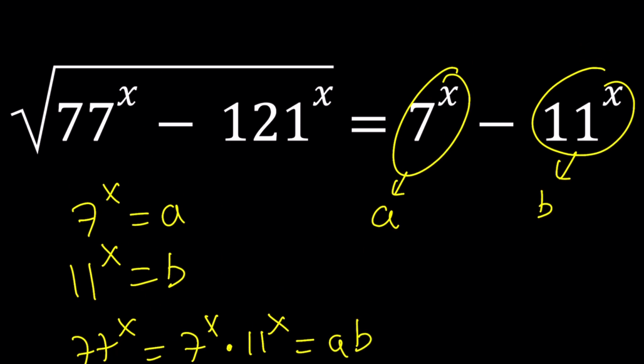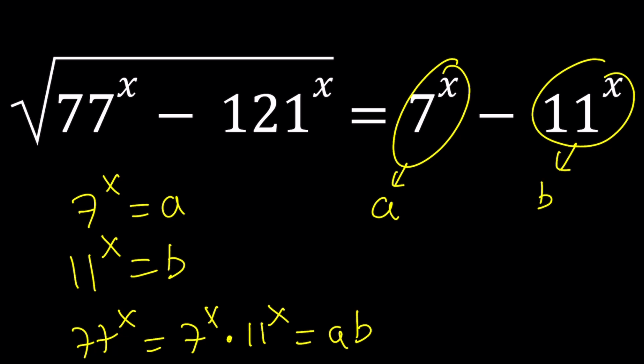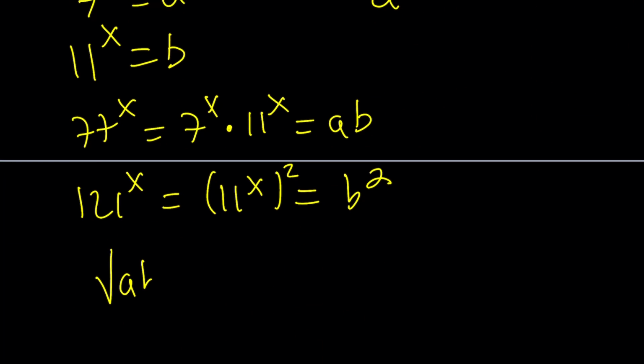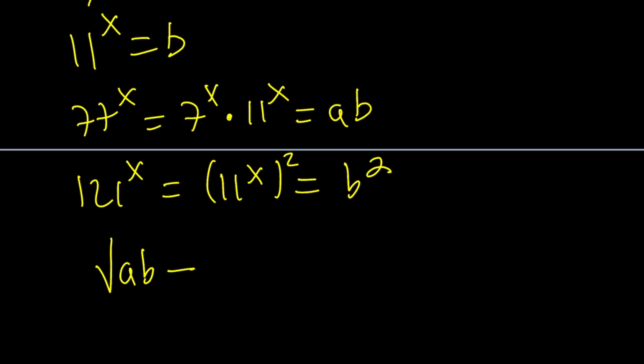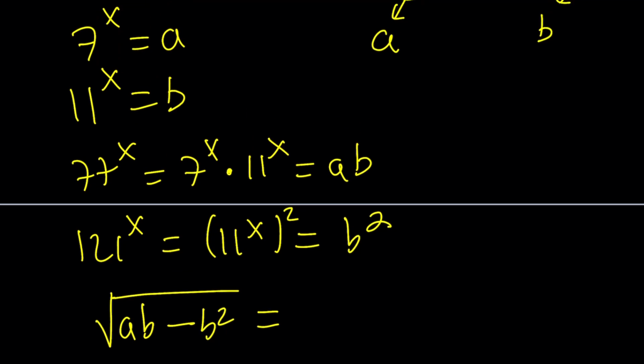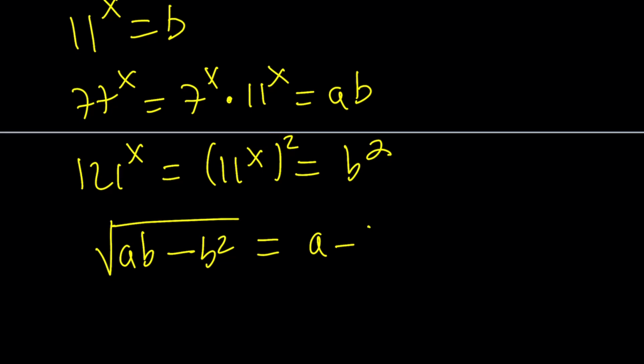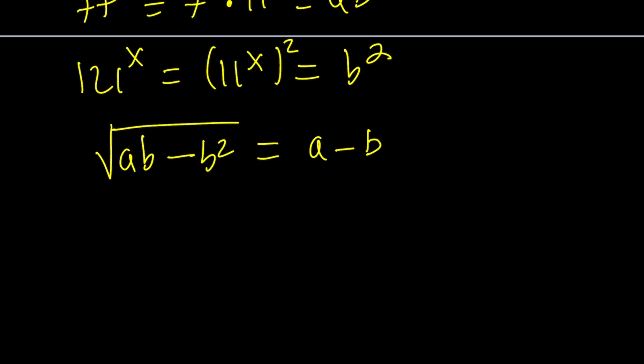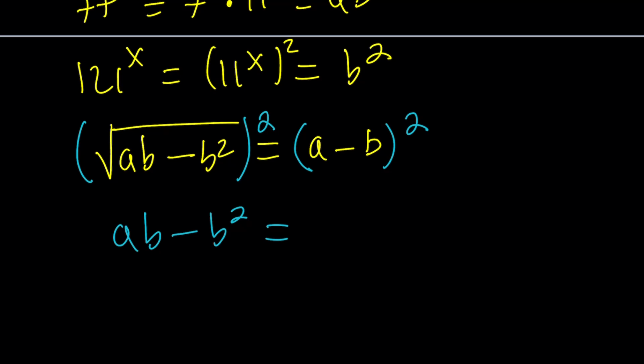Let's make the replacements, and then we'll simplify our expression. So the square root of ab minus b squared is equal to a minus b. Awesome. At this point, it makes sense to factor this expression or square both sides. Let's get rid of the radical. That's better. So I'll square both sides, and this removes the radical. And now on the right hand side, I come up with a squared minus 2ab plus b squared. Let's not expand it though, because like I said earlier, this is factorable.